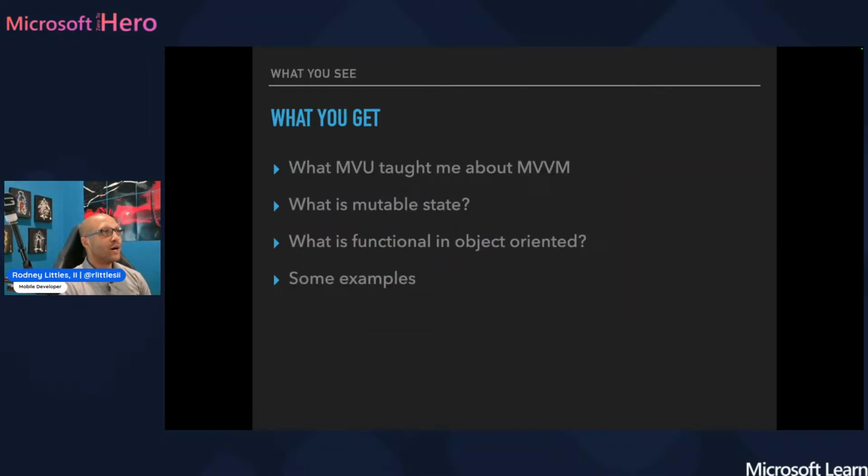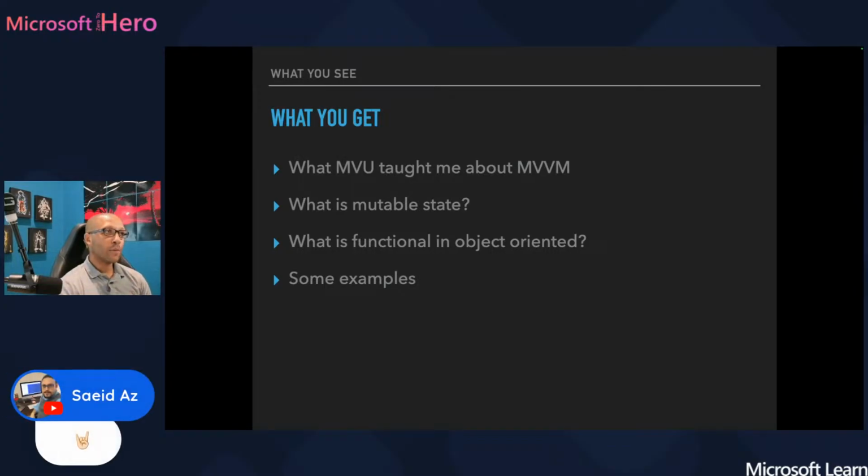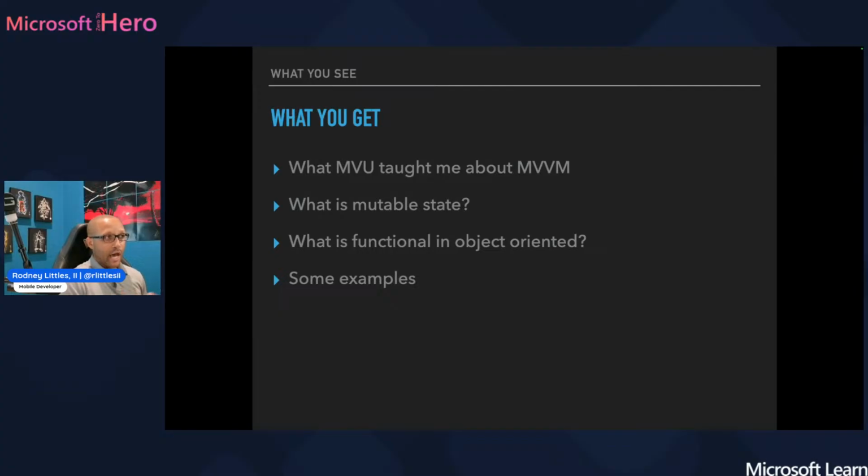Okay, so what you see and what you get. We're going to talk about some time I spent in the wilderness, I'll say, paying attention to what other frameworks are doing in the mobile space and what that taught me about MVVM. We're going to talk about what is mutable state, what is functional in object-oriented, and then we're going to get into some code samples where I'm going to try and bring everything together.